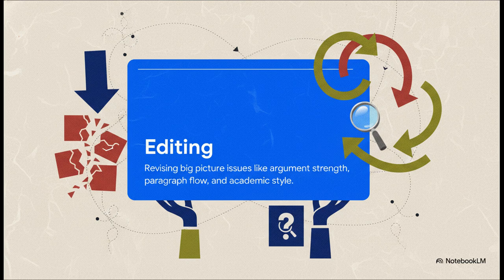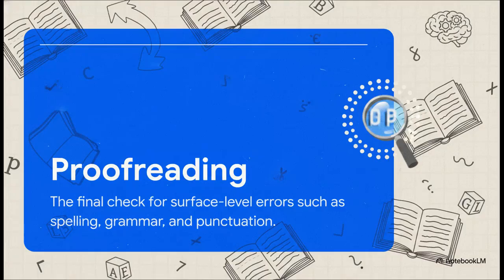Is my argument actually strong? Did I answer all parts of the prompt? Do all my paragraphs actually support my thesis? Is the paragraph order logical, and are there clear transitions between them? Editing is heavy lifting, guys. It might mean deleting entire paragraphs that went off on a tangent or moving whole sections around just to make your argument flow better. Proofreading, on the other hand, that comes only after editing is fully complete.